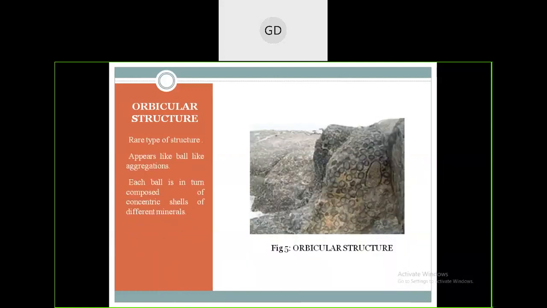Next one is the orbicular structure. This orbicular structure looks like this. This type of rock has an orbicular structure.